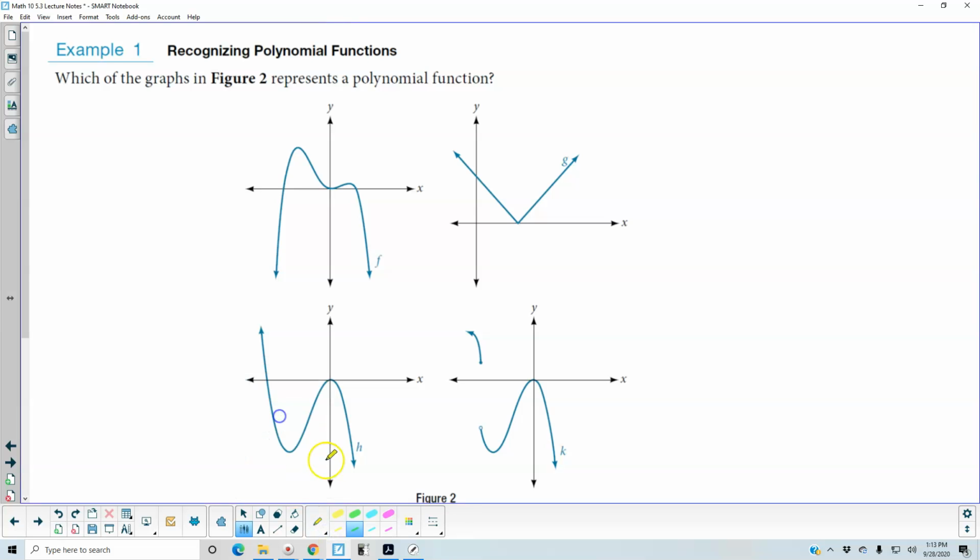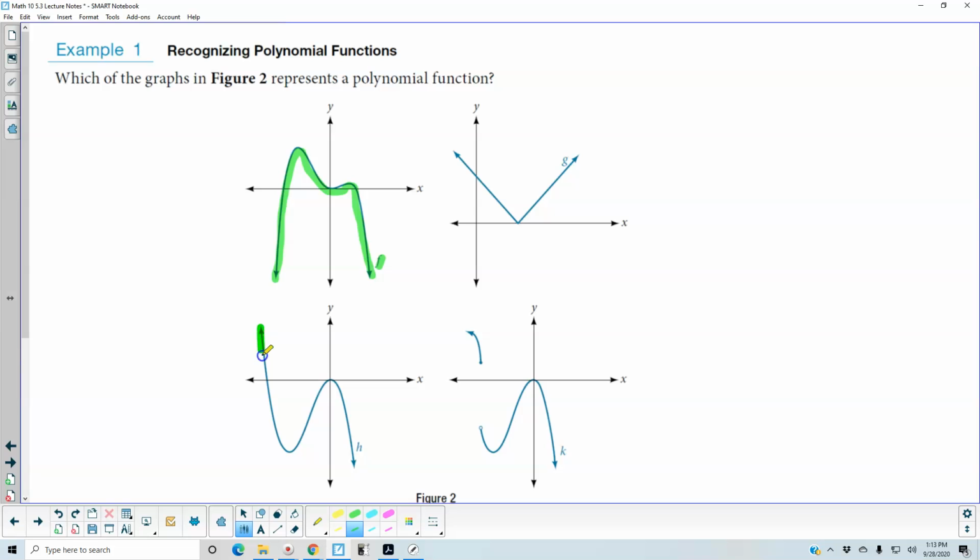So let's take a look at the first one. If I take my pencil and let's say I trace this entire graph, okay, I do not have any corners, well then this represents a continuous function, which means that the first one, which is going to be f, represents a continuous function, which is a polynomial function. Another one we can look at here is h.